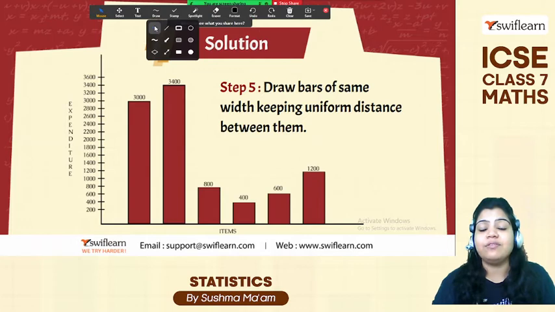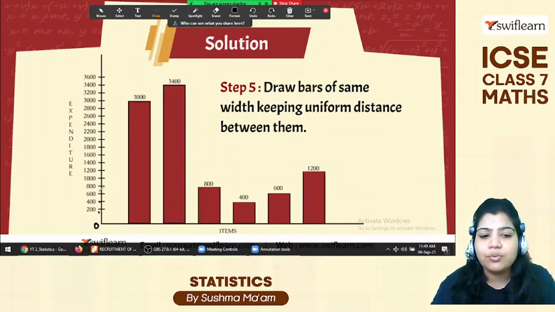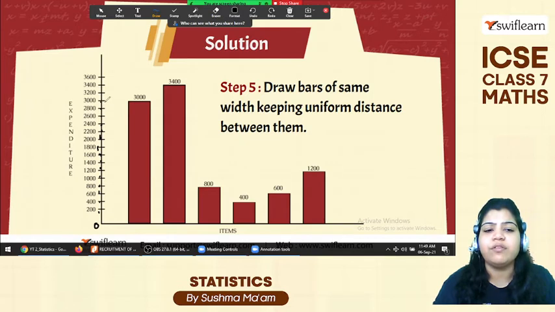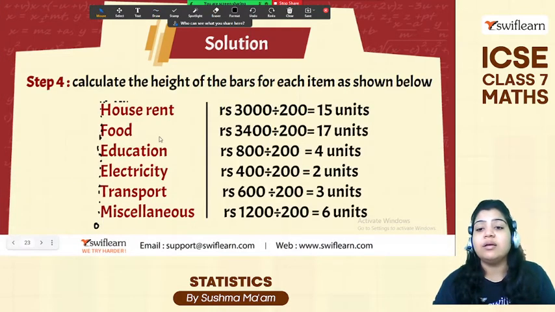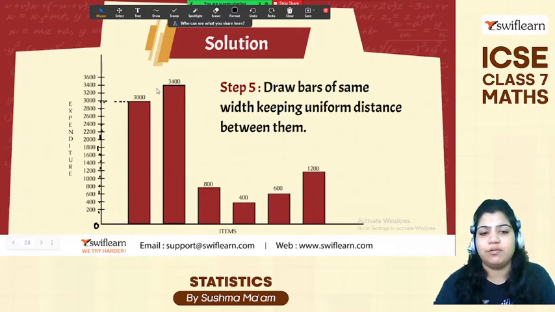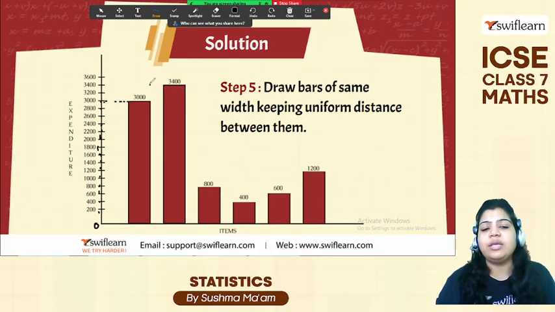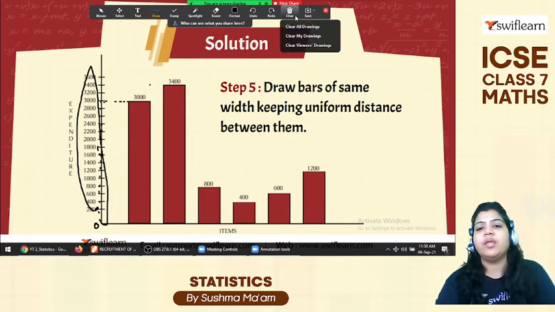So how much was it for house first? 15. Means if you are taking 0, 1, 2, 3, 4, 5, 6, 7, 8, 9, 10, 11, 12, 13, 14, 15. See, this is your 15. Okay, and how much was the next one? 17 units. So for food you have these 17 units. It was 3400, so 15 and 16, 17. So from here, after drawing this scale, you can do it directly, otherwise you will go with that.